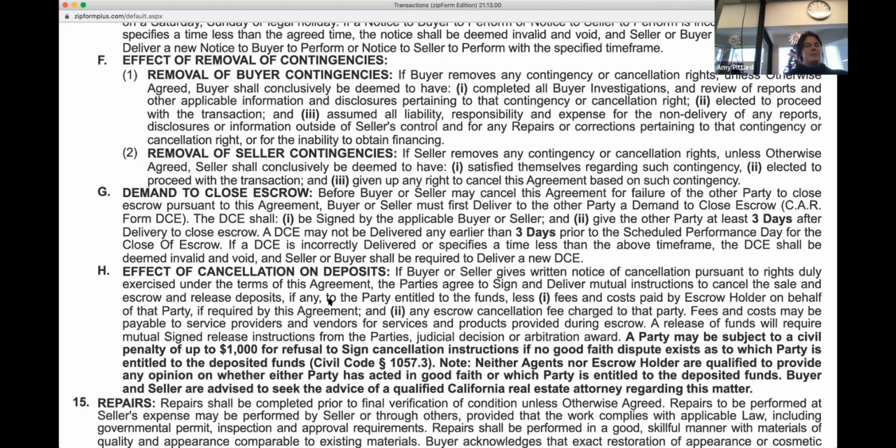So we have the notice to buyer to perform and notice to seller to perform. In addition to that, we have our demand to close escrow. Before buyer and seller may cancel this agreement for failure of the other party to close escrow pursuant to this agreement, the buyer or seller must first deliver to the other party a demand to close escrow. It's the CAR form DCE. The DCE shall be signed by the applicable buyer or seller and give the other party at least 3 days after delivery to close escrow.